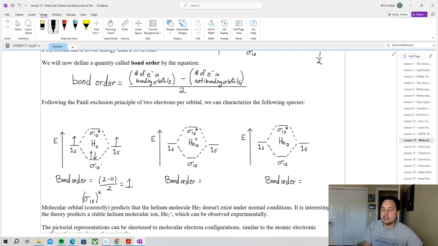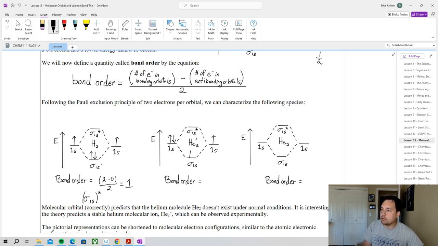2 other examples we can look at for the first row are the helium molecular ion and the helium molecule. And let's see, based off of the molecular orbital theory, whether either of these molecules is stable, meaning it has a bond order that's greater than 0. And if so, what is its bond order? So to start off with, helium molecular ion is going to have a total of 3 electrons because helium each has 2, and then we remove one of them. So we'll have 3 electrons.